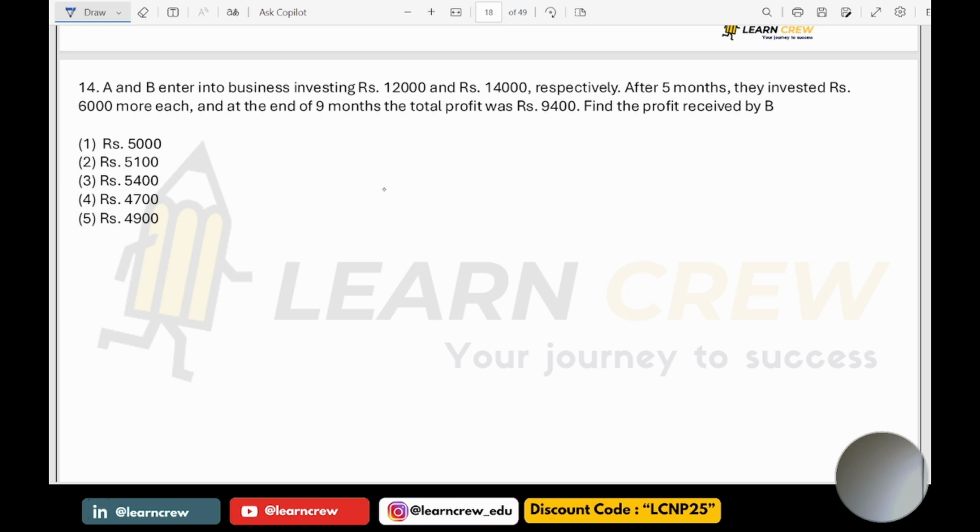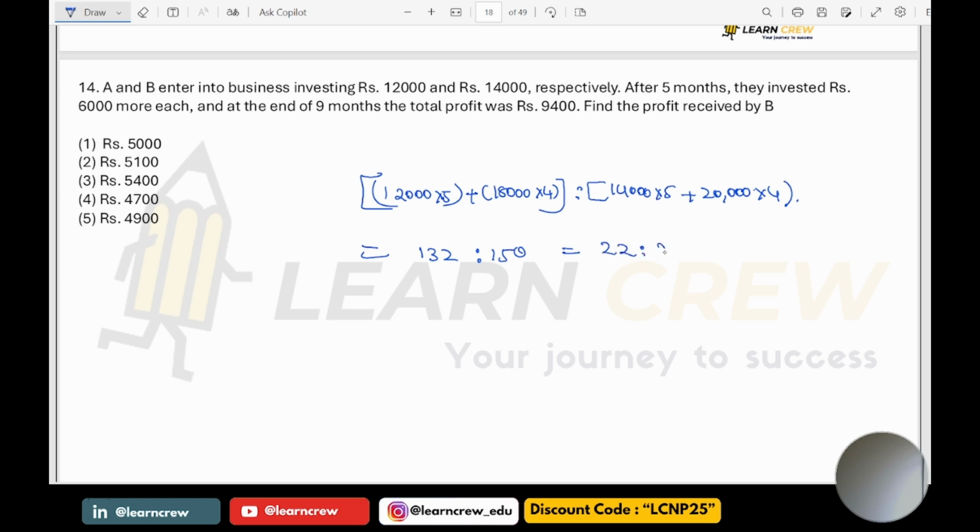So if you see here, 12,000 rupees for 5 months. After that, 18,000 rupees for the remaining 4 months. This is the total I into T of A. And what about B? 14,000 rupees for 5 months, then 20,000 rupees for the next 4 months. So 12 5s are 60 plus 72, 132, because 3 zeros cancel everywhere. So 14 5s are 70 plus 80, 150. 132 is to 150, so 22 is to 25.